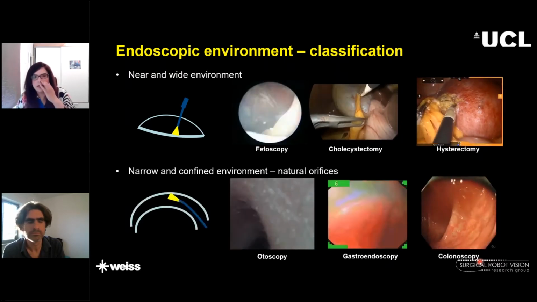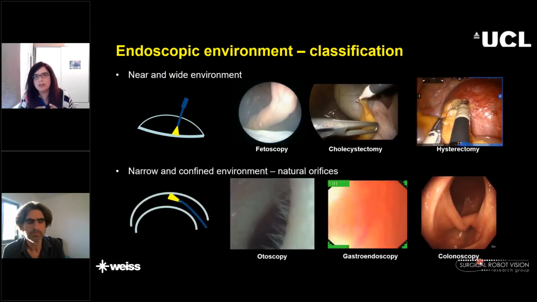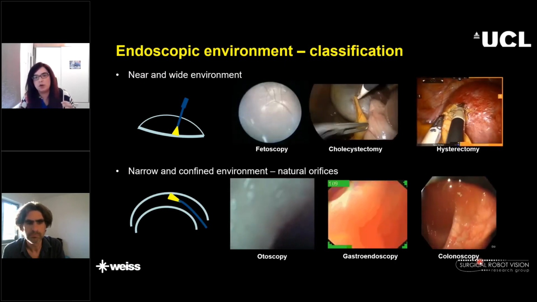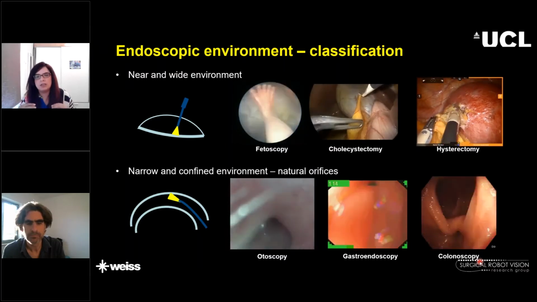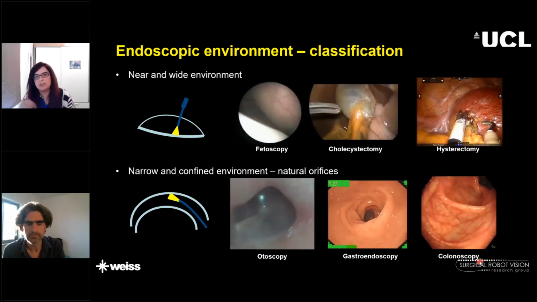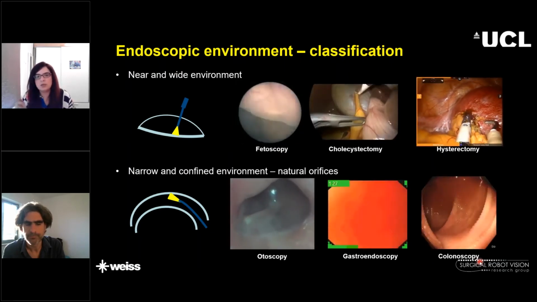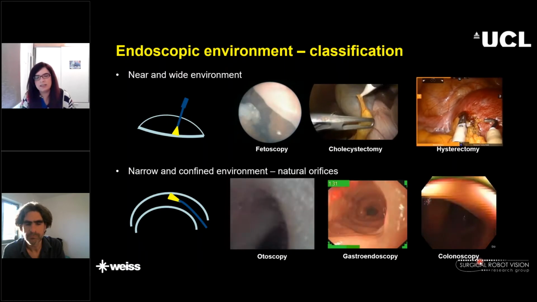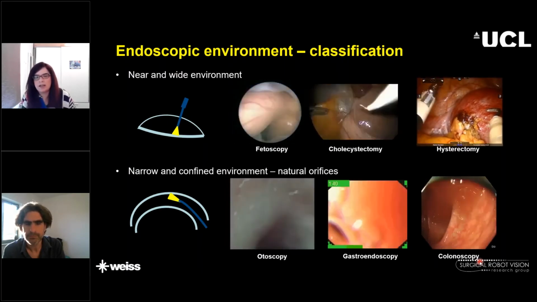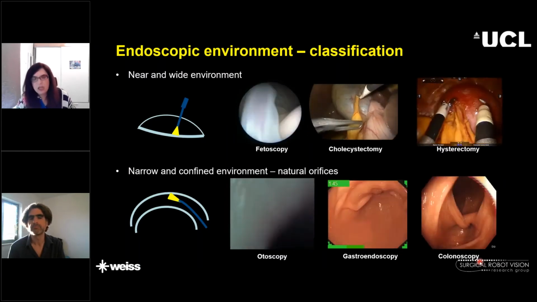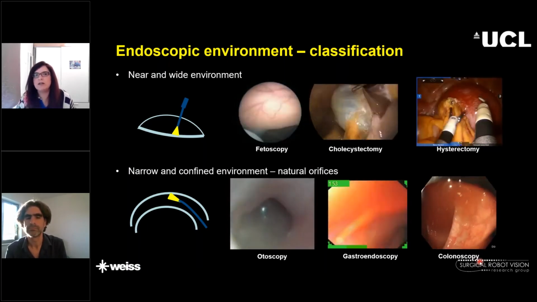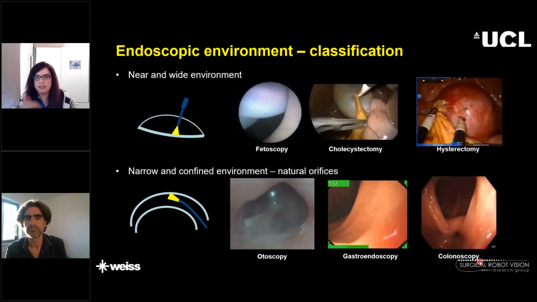The other environment can be considered as narrow and confined environments, such as natural orifices or tube-like structures, which are deforming as well. A typical example is gastroendoscopy, so basically endoscopic vision, where a flexible scope penetrates the organ for localizing any abnormalities inside the organ or for treatment. So I'll be covering the developments in both of these environments in my talk today.